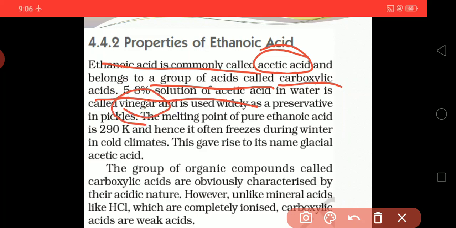It is called vinegar, and it is used for preservation of pickles. Pickles, in Gujarati, we say athanu.